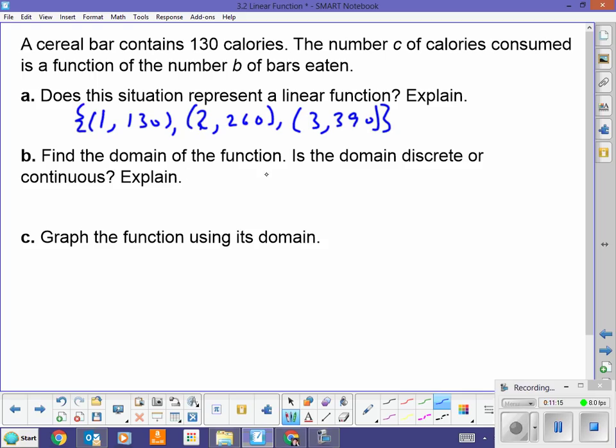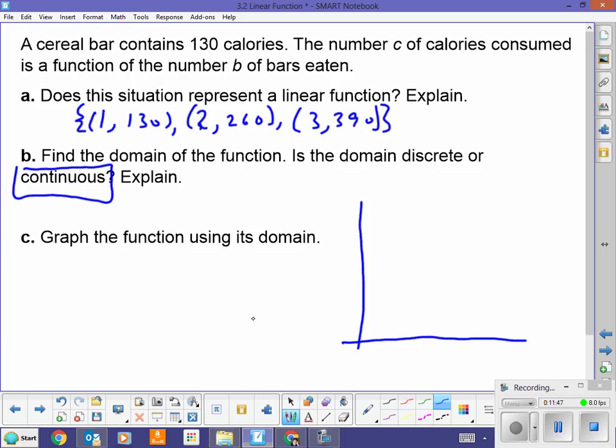The domain of the function, is it discrete or continuous? Well, in this case, you can eat half a bar. You can eat just a little nibble of the bar, and maybe it's 1/1000th of the bar. But in this case, you can. So this one is continuous. And for this one here, I would graph these ordered pairs, and I would draw a line through it on the graph. You would just use an XY graph like this and draw that line after plotting these points.